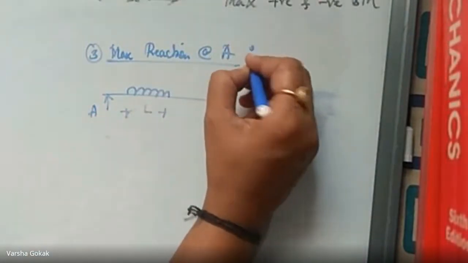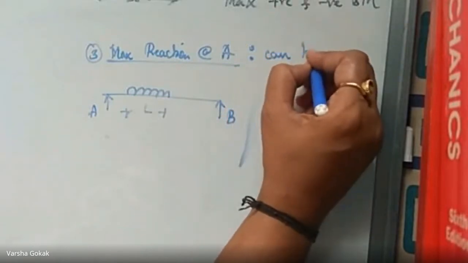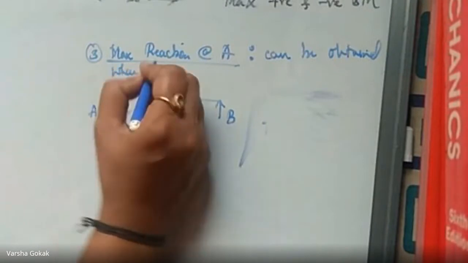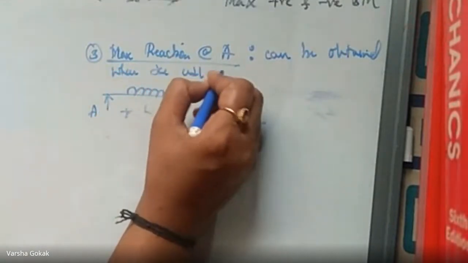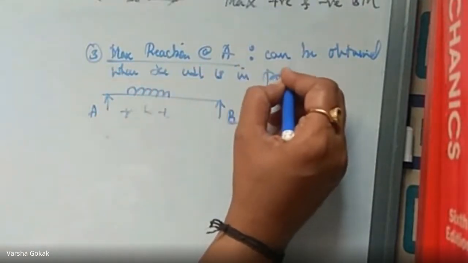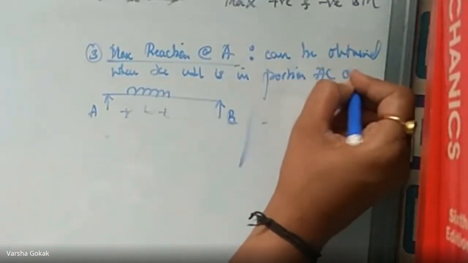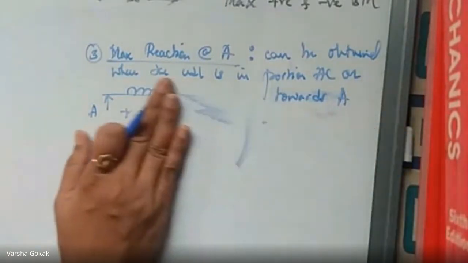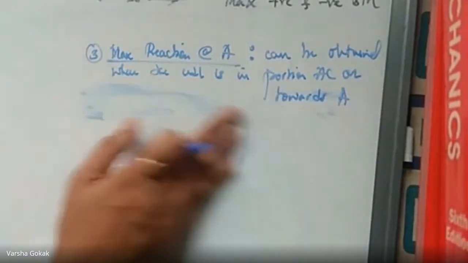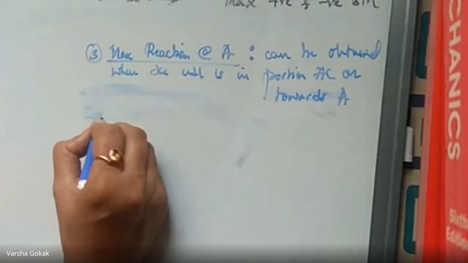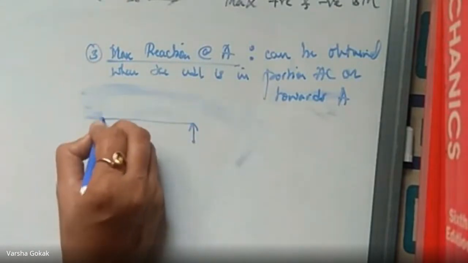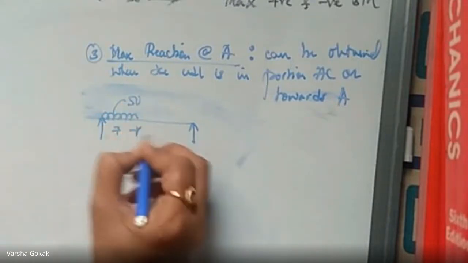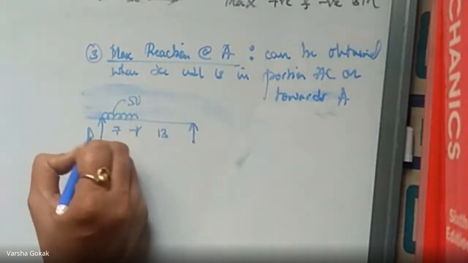So maximum reaction at A can be obtained when the UDL is in portion AC or towards A, correct? So accordingly, I have to place the UDL now and get the value. If I'm going to place the UDL now, it is going to look something like this. So this is your 50 and this is your 7 meters, remaining is 30 only, right? This is A and this is B.